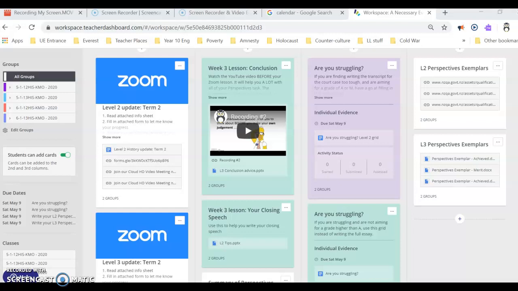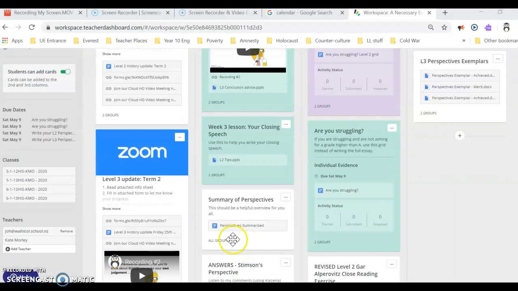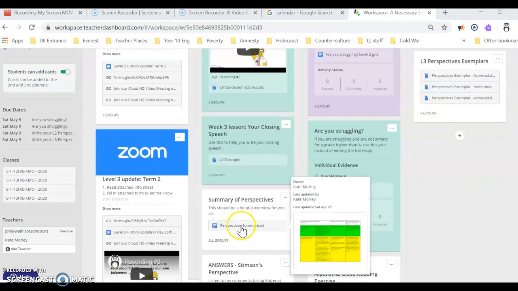So a couple of housekeeping things before we start. If you go to your Hapara workspace, you will find the PowerPoint that I've used in this lesson just here for you in this column here. So that's one thing to think about. The other thing is that if you scroll down just one more thing, you'll find a really helpful summary of all the different perspectives here. So some really useful information there for you. So I suggest that you have a look at that.